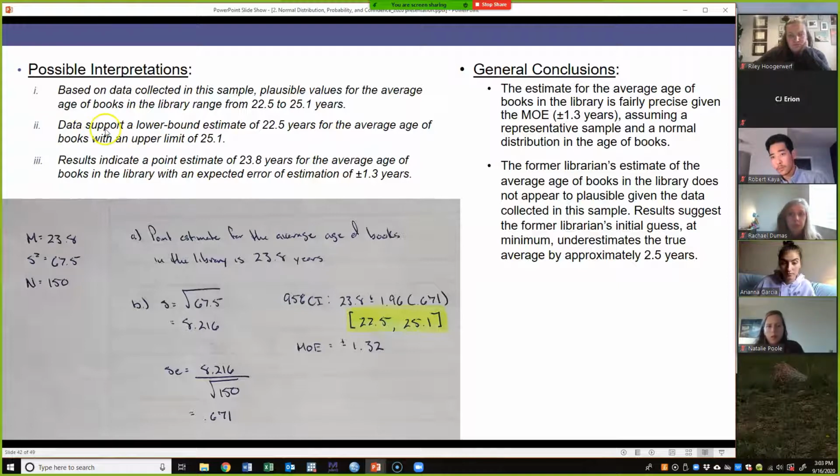So we could also talk about this as a data supported lower bound estimate of 22.5 years for the average age of books with an upper limit of 25. We could say results indicate a point estimate of 23.8 years for the average age of books in the library with an expected error of estimation of plus or minus 1.3 years. This is where we can use the margin of error, because sometimes this is a nice way to explain things back. We're saying 23.8 years plus or minus 1.3 kind of gives us a sense for what we're doing.